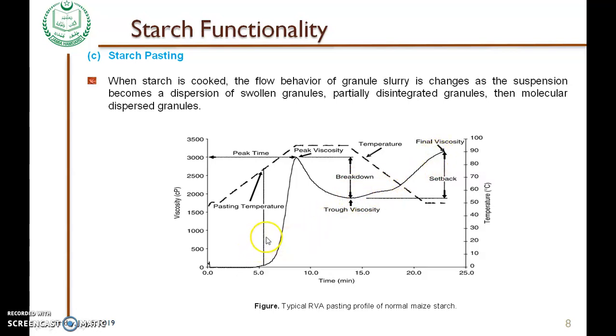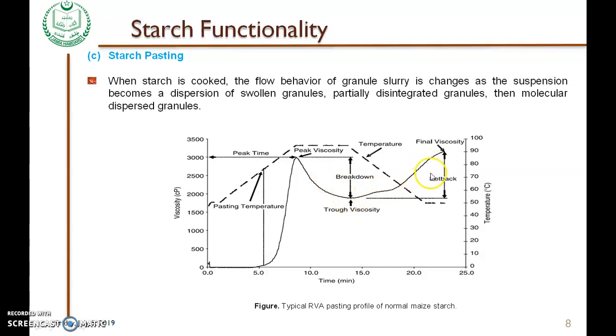So what is the pasting temperature? It is the indication of the minimum temperature required to cook a given sample. Then peak viscosity indicates the maximum water holding capacity of that particular starch. Then what is the role of breakdown? This provides the ability of a sample to withstand heating and shearing stress.